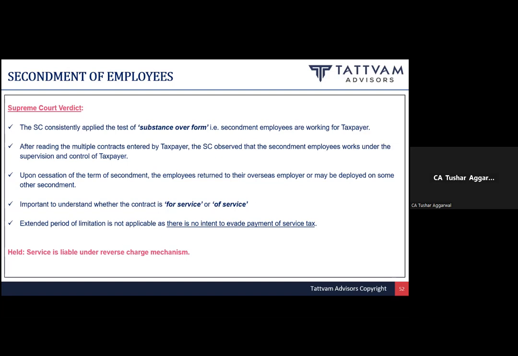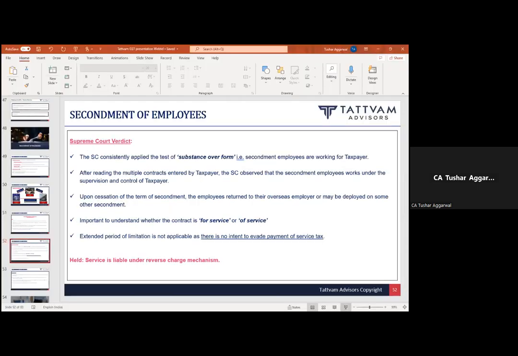But ultimately, I'm not drilling down much into this judgment. In very brief, the Supreme Court ultimately said, after reading the entire contractual terms, that they were providing services to the foreign counterpart, and ultimately they held that this activity of secondment of employees to the Indian counterpart is nothing but in the nature of services, and hence credit, and hence reverse charge is applicable.